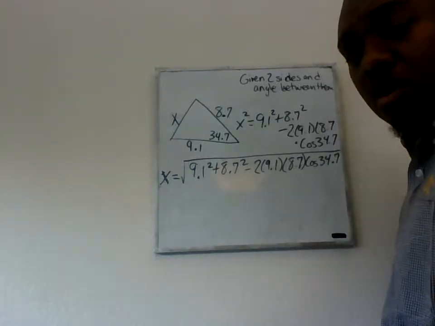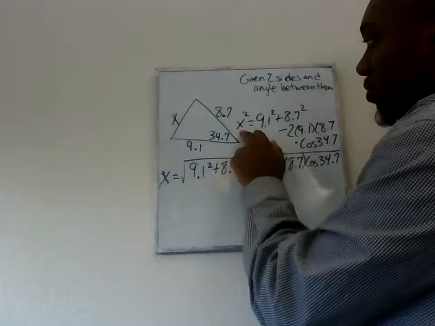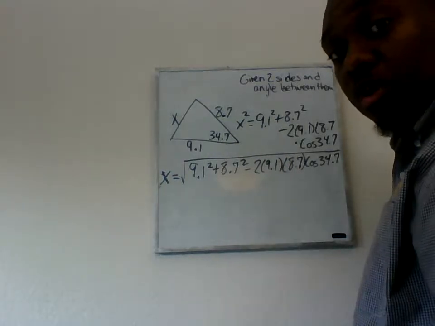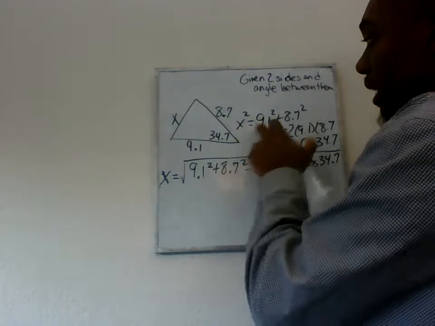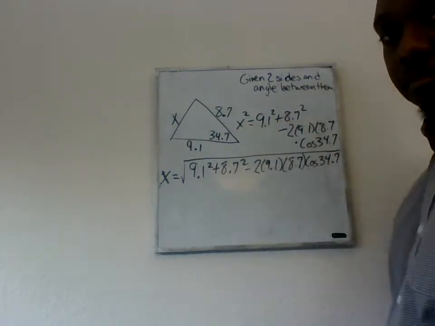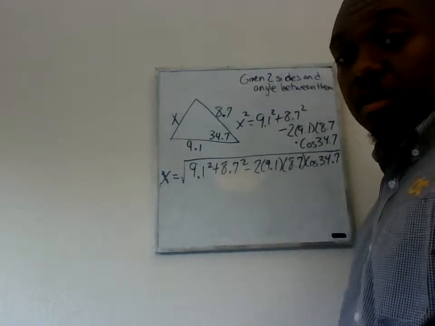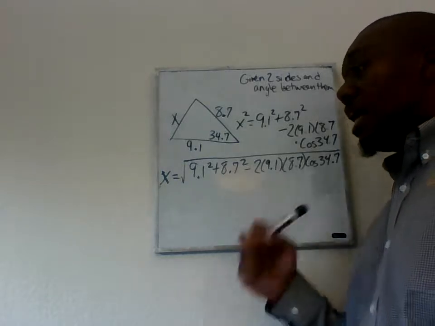How did I know to take the square root? Remember when we were looking at algebra, in order to solve for something being squared, you take the square root of it because the square root undoes the square. So we end up with x equals the square root of all of that. And that is how we set up to solve for the unknown side. Now this we could just put in the calculator.